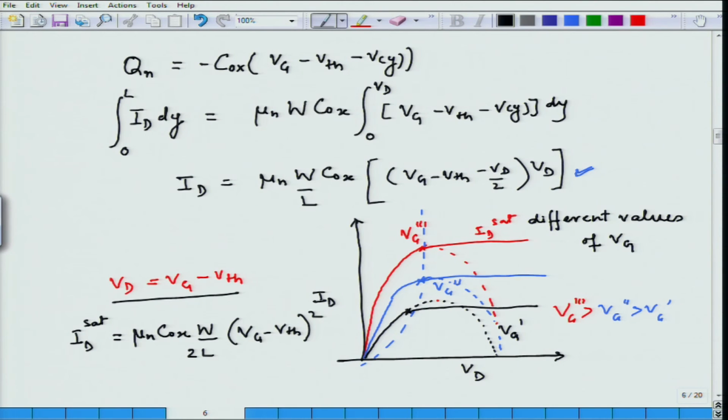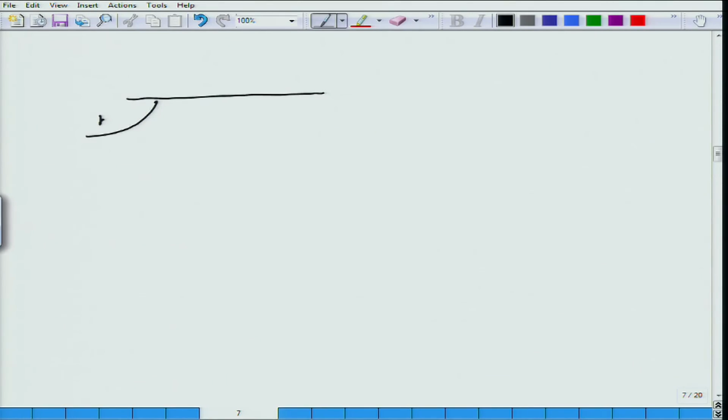Now, this may puzzle you: why does the pinch off occur and why do things saturate? We have not explained that part so far. So, all we said was that when I create the channel, at some value of the V_g the channel gets pinched off at the drain.